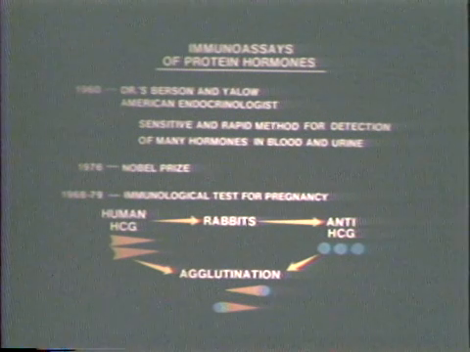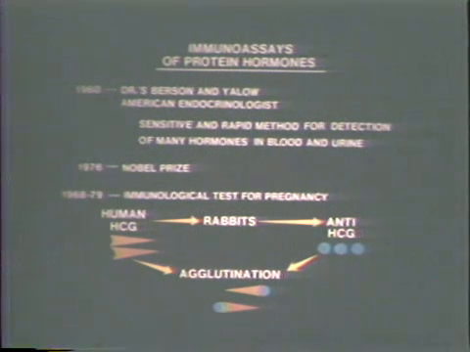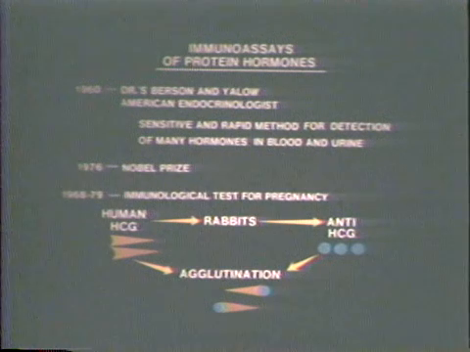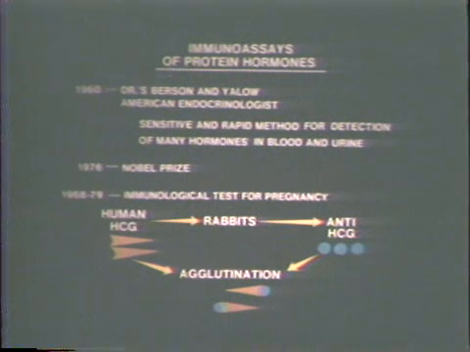In 1960, Drs. Berson and Yalow, 2 American endocrinologists, developed a sensitive and rapid method for detection of many hormones in blood and urine. In 1976, they shared in the Nobel Prize for this work. This led to an immunological test for pregnancy, developed between 1968 and 1970. Basically, the glycoprotein human HCG is collected and purified. It is injected into rabbits.